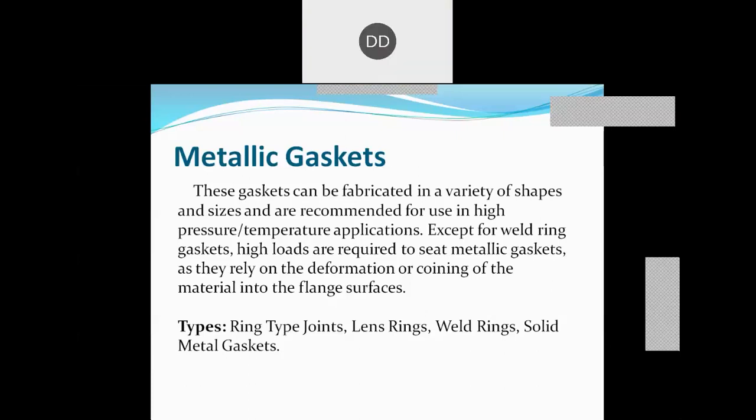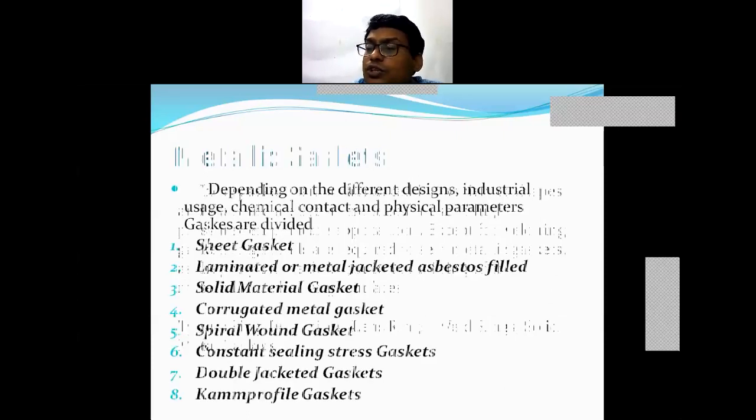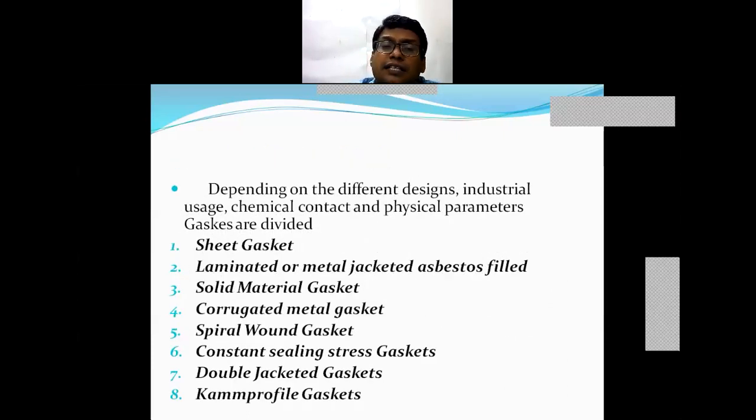Except for welding gaskets, high loads are required to seat the metallic gaskets, as they rely on the deformation or coning of the material into the flange surface. These are the ring type joint, lens ring, weld rings, solid metal gaskets. So these are the different metal gaskets.